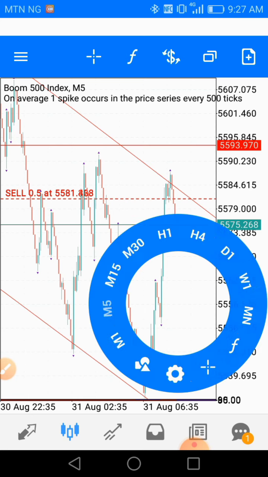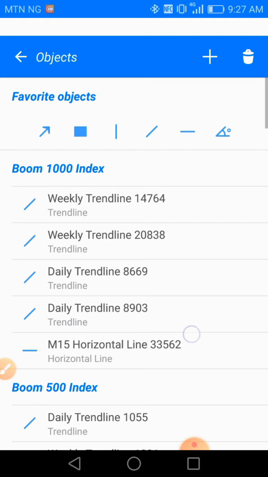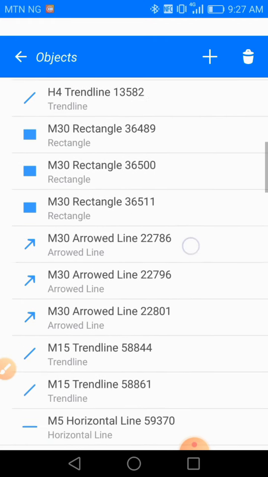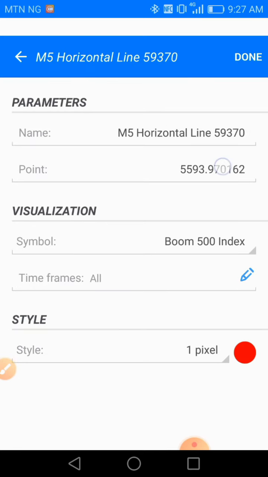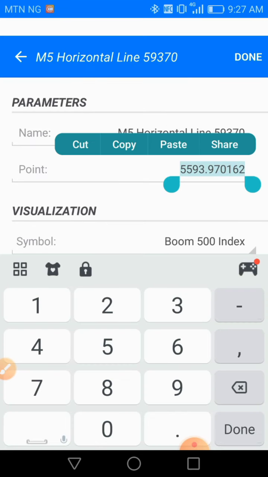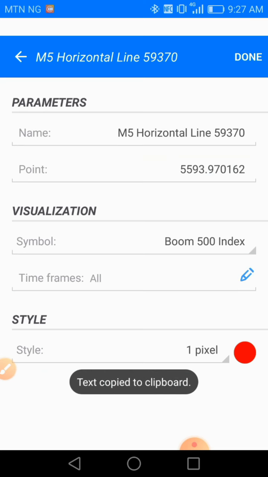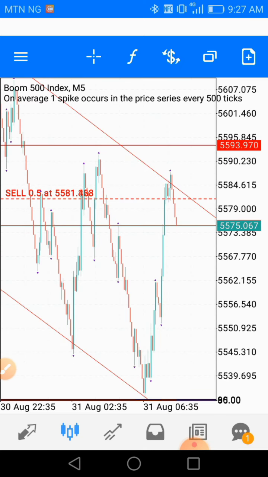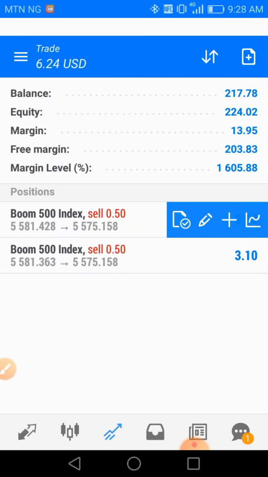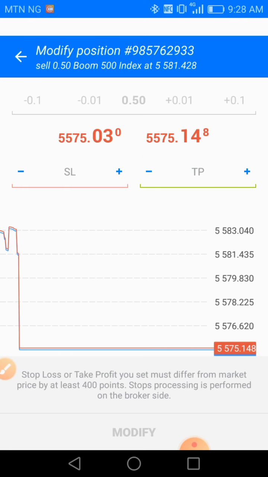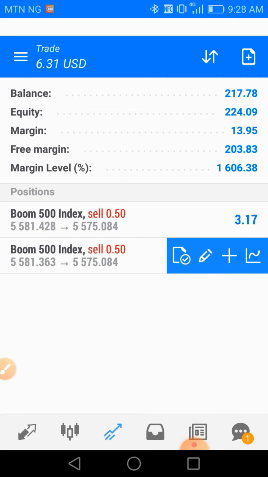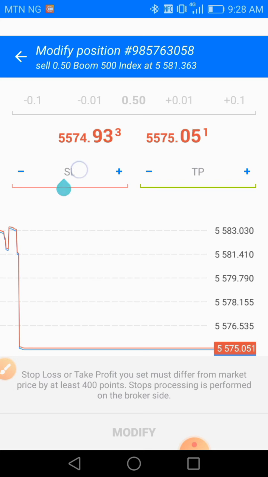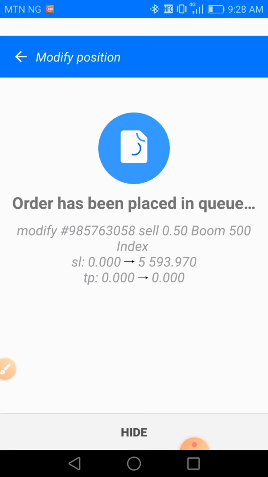So what we're going to do now is go to this place, and then we'll pick the trend line that we just put, I mean the horizontal line. We're going to copy the points, and then we get to our trade, and just this way. Then you paste it here, and then you click on modify. Then you do the same for this, you paste it here, you click on modify.